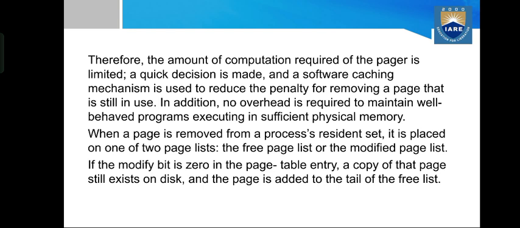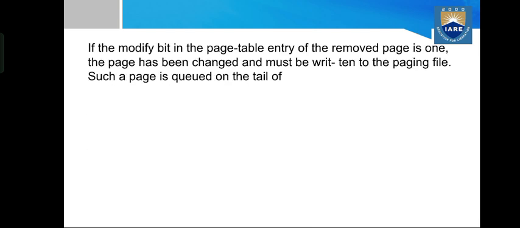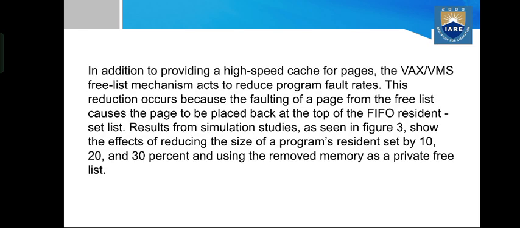When a page is removed from the process's resident set, it is placed on one of two page lists: the free page list or the modified page list. If the modified bit is 0 in the page table entry, a copy of the page still exists on disk, and the page is added to the tail of the free list. If the modified bit is set in the page table entry, the page must be written to the page file. Such a page is queued on the tail of the modified page list.